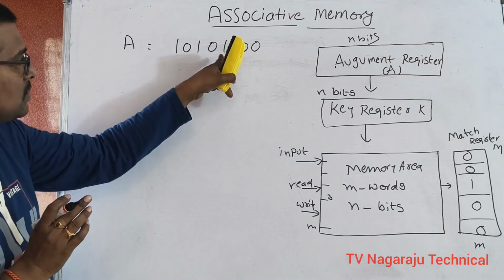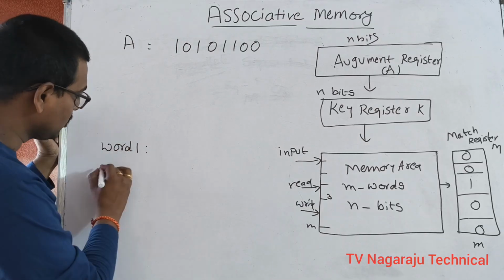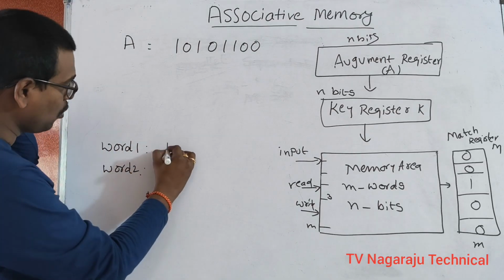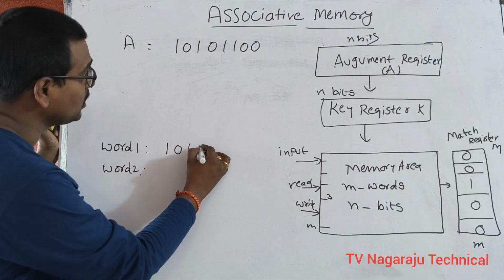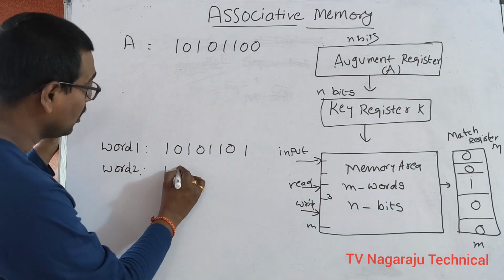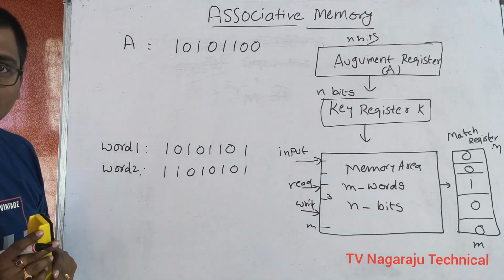Assume this is my word. Now, my memory area contains 2 words. Just for example, suppose 1010101 is word number 1, and 110101001 is word number 2.